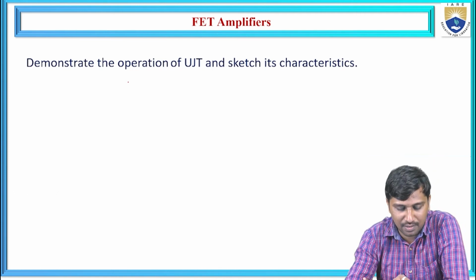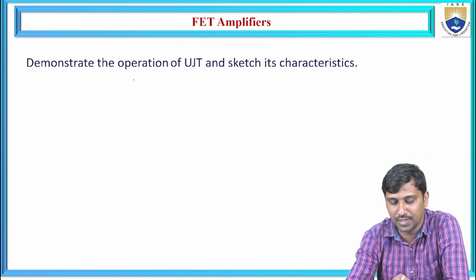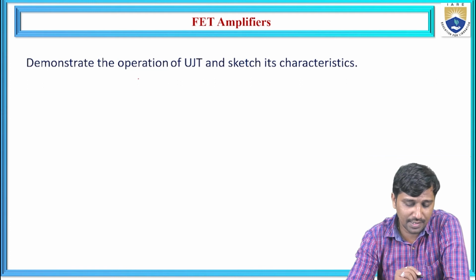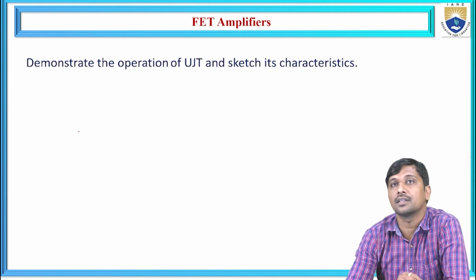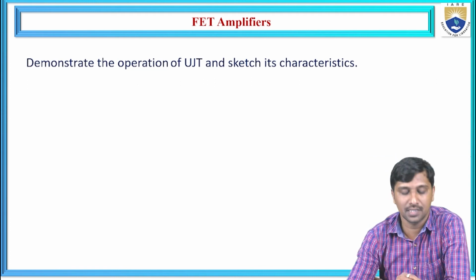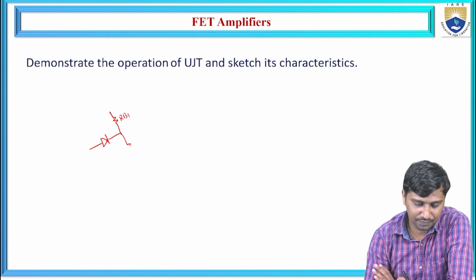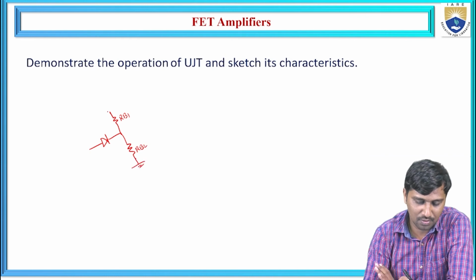And demonstrate the operation of UJT and sketch its characteristics. For this case, just now we discussed how we can explain that. We observe this internal structure, and internally it contains RB1. This is RB2. It should be connected to ground. It is connected to biasing only VBB.